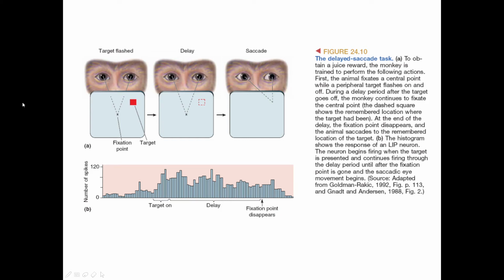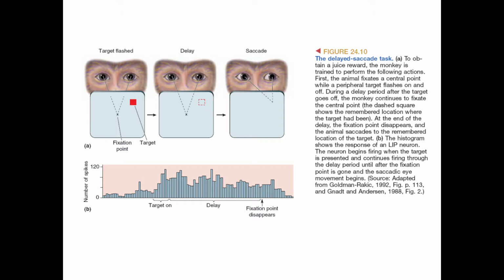Okay, we continue with this explanation of figures from this chapter, memory. So this next figure, 24.10, is showing, again with monkeys, a single unit recording study.